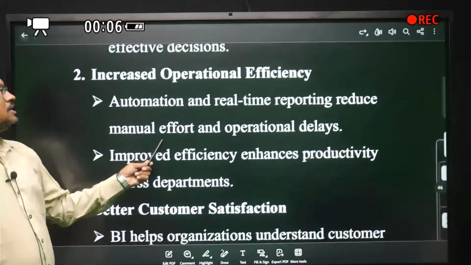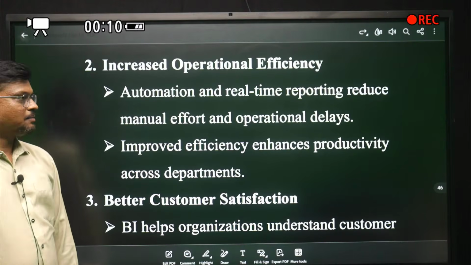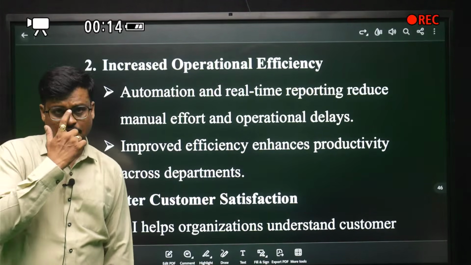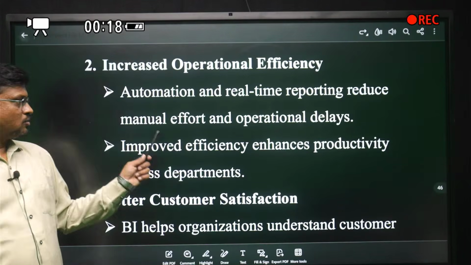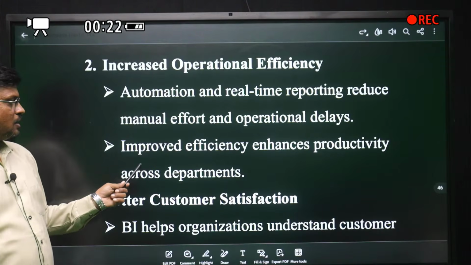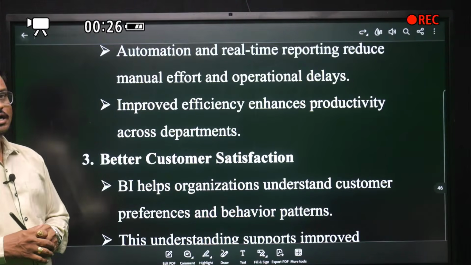Second one, increased operational efficiency. Automation and real-time reporting reduce the manual effort as well as operational delays, because everything is AI integrated and automated. So the manual effort and operational delays are completely nullified. Improved efficiency enhances productivity across the departments.